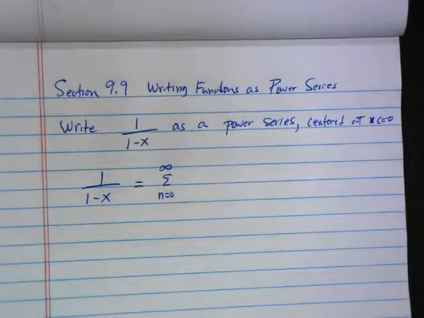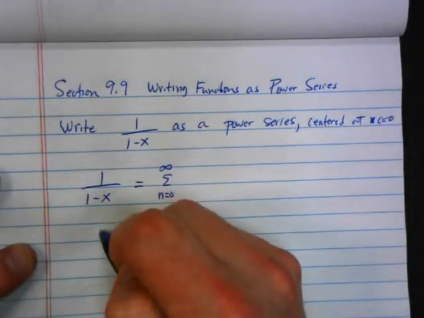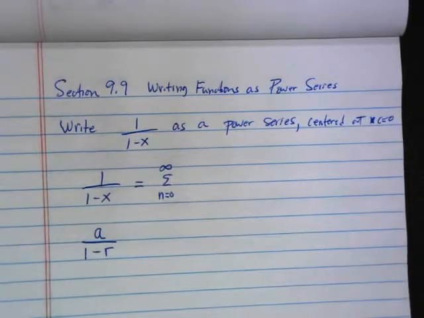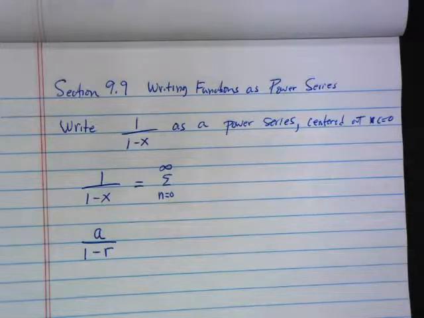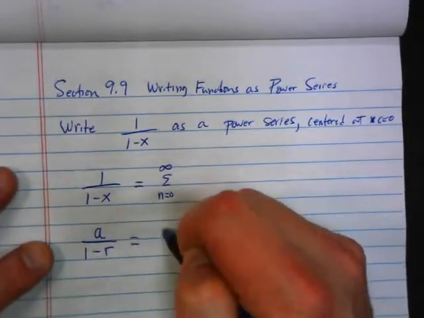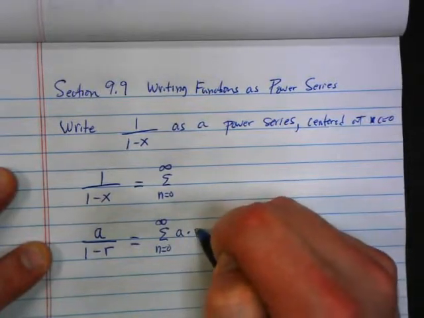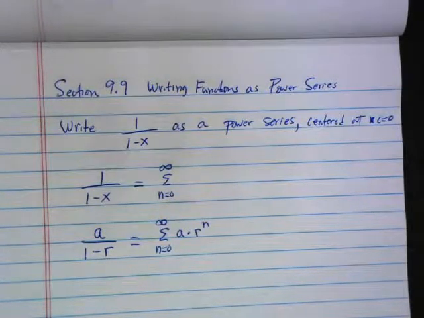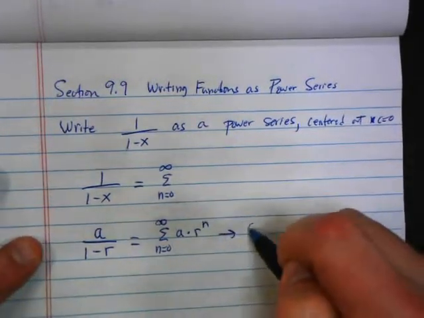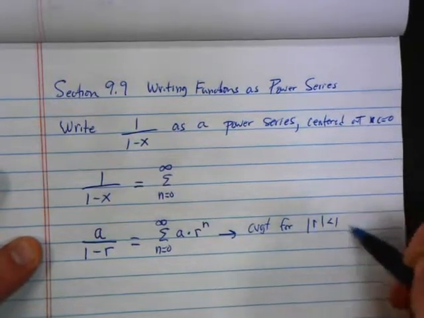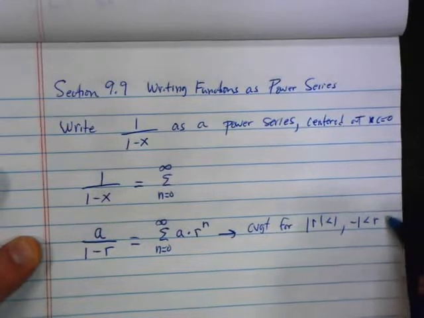Well, here's the idea. 1 over 1 minus x looks a lot like a over 1 minus r. What do you know about a over 1 minus r? That's the sum of a geometric series. That's the sum from n equals 0 to infinity of a times r to the n. And when does that converge? When r in absolute value is less than 1, which can be written as r is between negative 1 and positive 1.